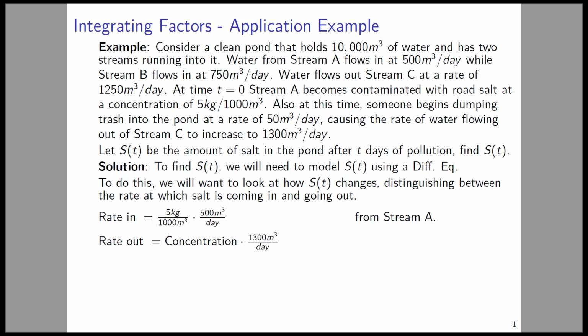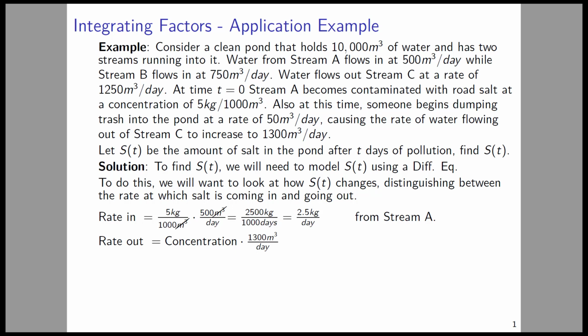5 kilograms per 1,000 cubic meters times 500 cubic meters per day will have the units meters cubed cancel, and we'll be left with 2,500 kilograms per 1,000 days, which simplifies to 2.5 kilograms per day. So each day, 2.5 kilograms of road salt is coming in from stream A.